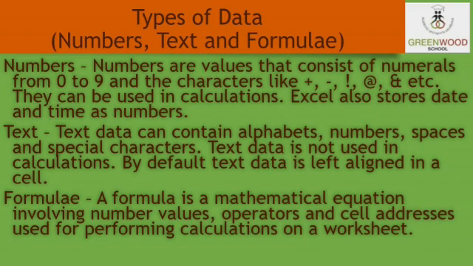Types of data. Numbers. Numbers are values that consist of numerals from 0 to 9 and characters like plus, minus, at the rate, exclamation, ampersand, etc. They can be used in calculations. Excel also stores date and time as numbers. Text. Text data can contain alphabets, numbers, spaces and special characters. Text data is not used in calculations by default. Text data is left aligned in a cell. Formula. A formula is a mathematical equation involving numbers, values, operators and cell addresses used for performing calculations on a worksheet.